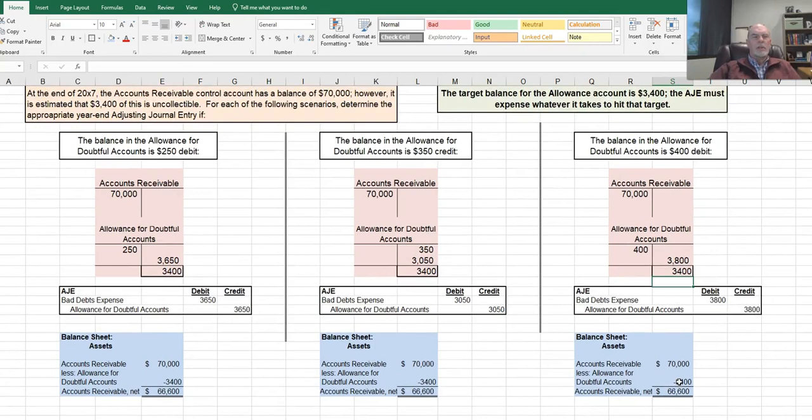So remember that the only time you touch bad debt expense is in the end of year adjustment. And you're going to have to expense whatever it takes to hit the target that you have established.